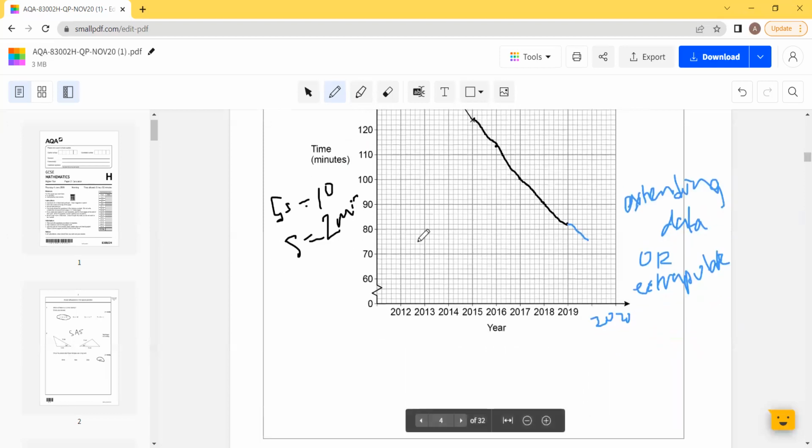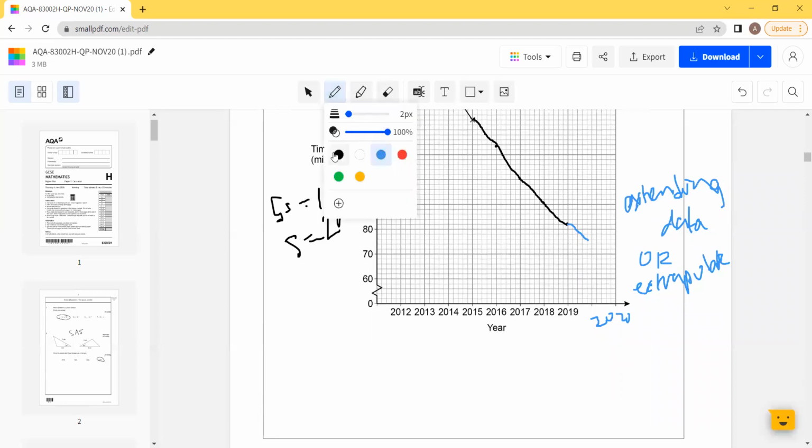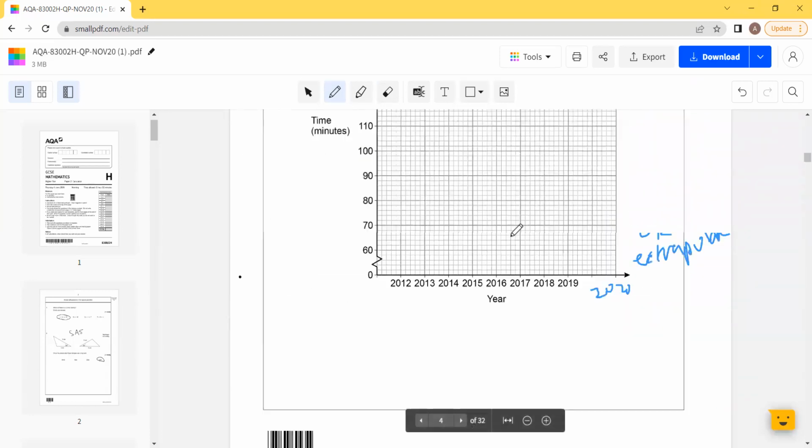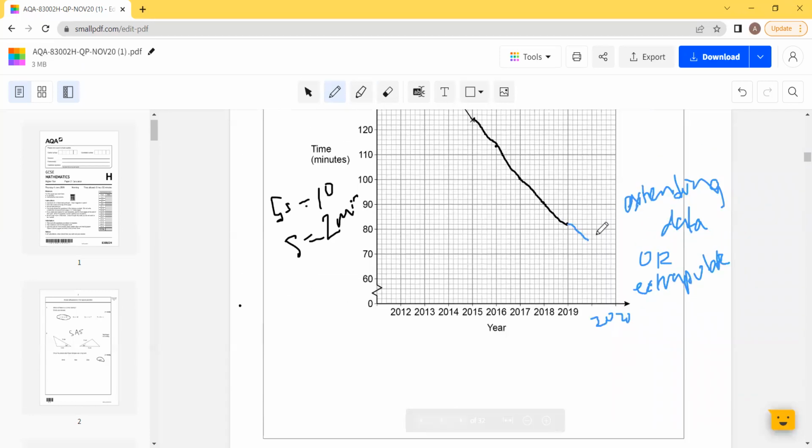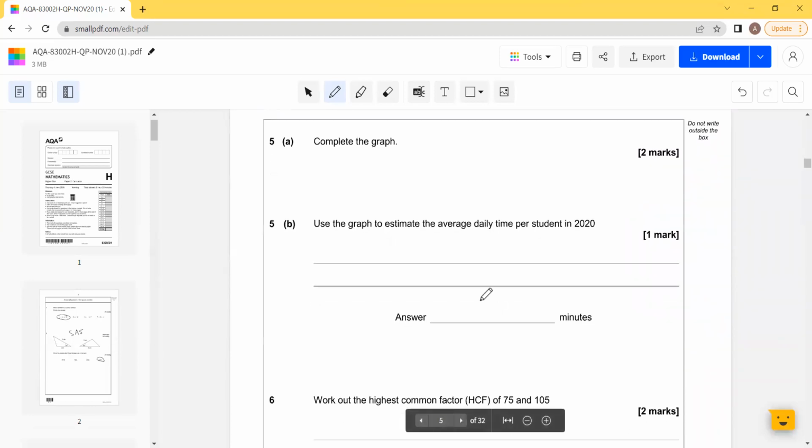So what we've done is we've not been given the data from 2020, but we're extending our line to assume that the trend continues this way. So we can estimate what it will be at 2020. If you estimate it's about 76, 77, so I'm just going to say it's around 77 minutes.